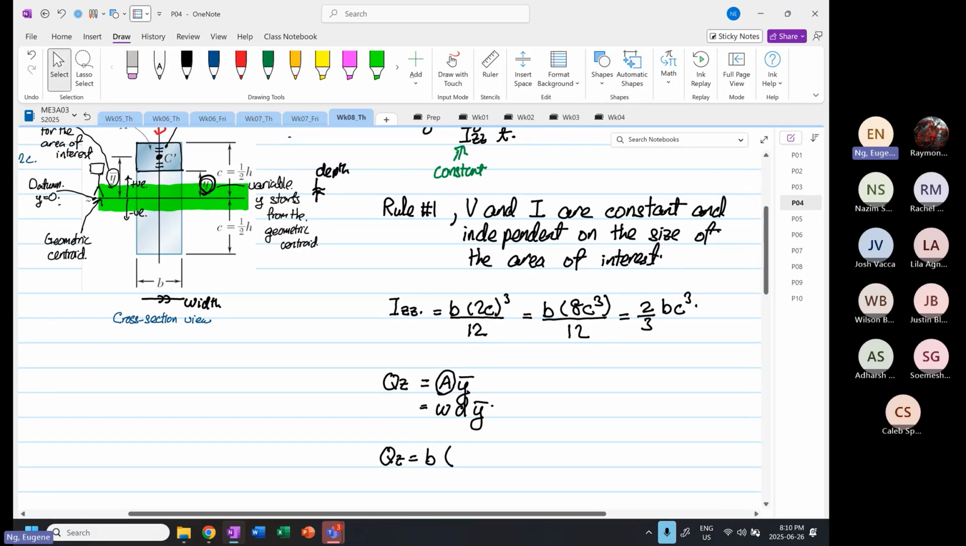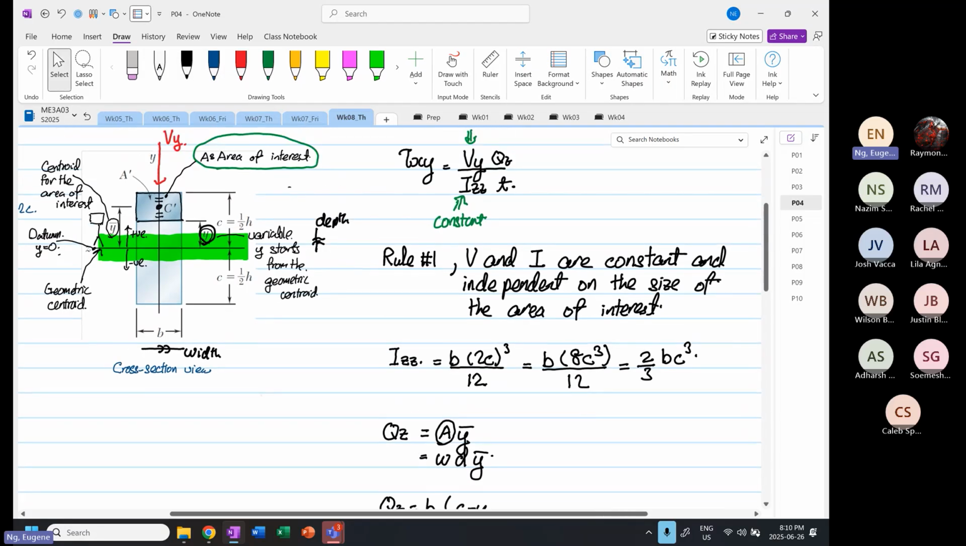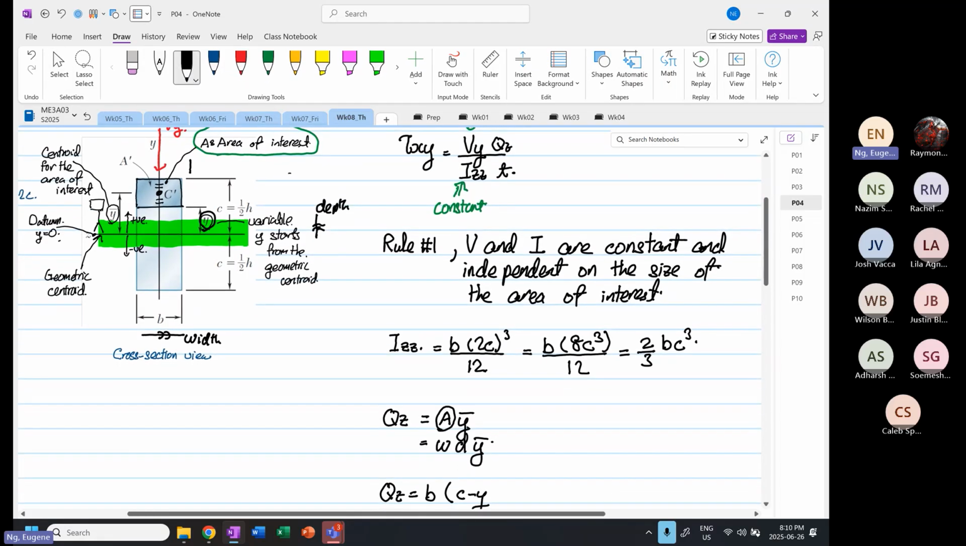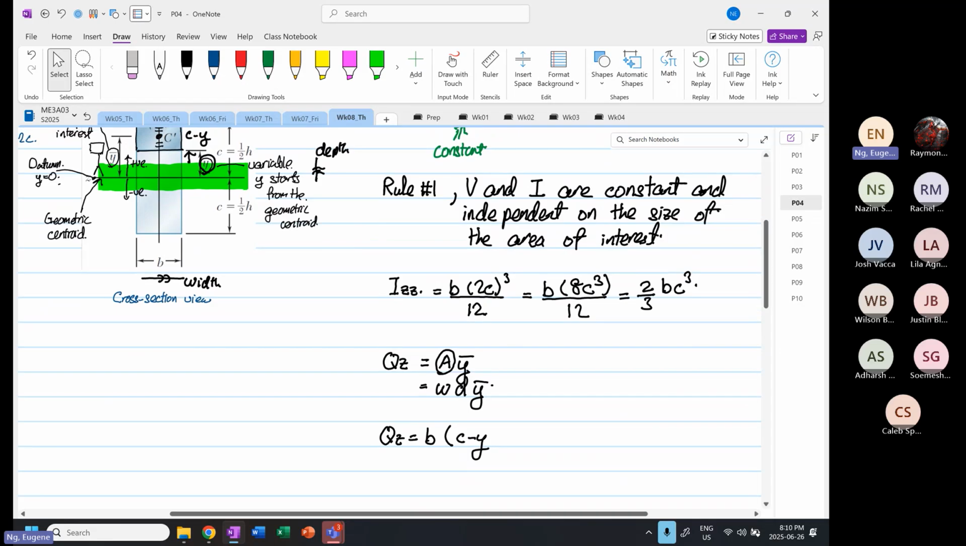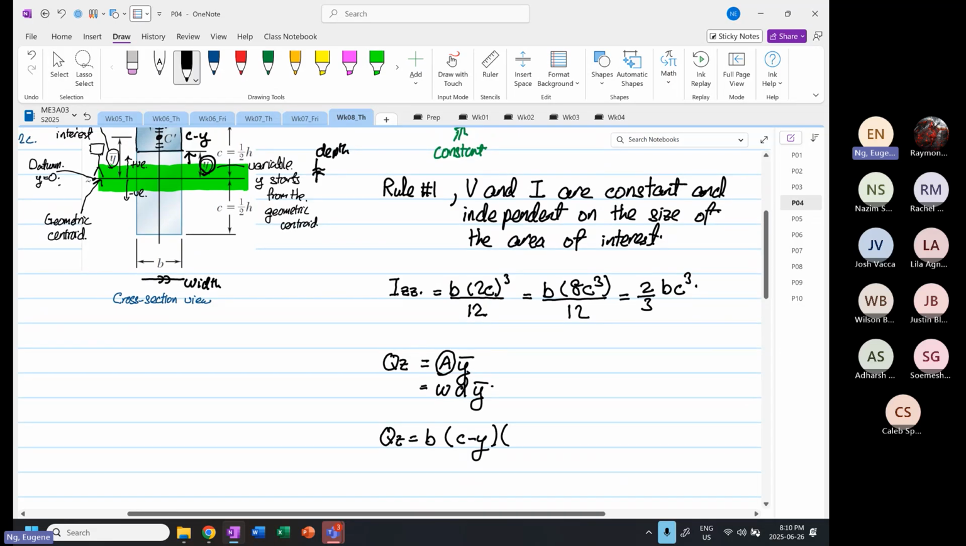So the depth is equal to C minus Y, because C minus Y is basically this distance over here. So this is your C minus Y. And then over the Y bar is C plus Y multiplied by half. So this term over here is your width, this term over here is your depth, and this term over here is your Y bar.